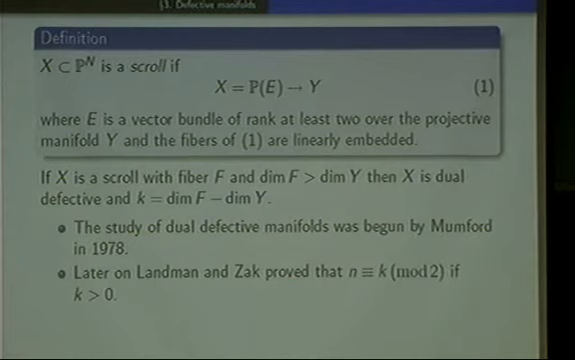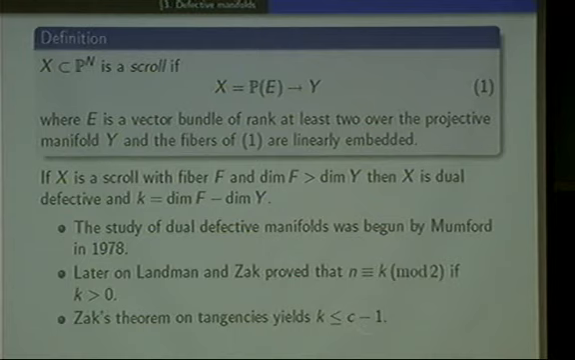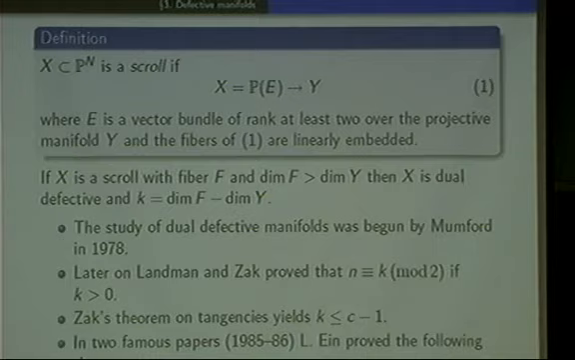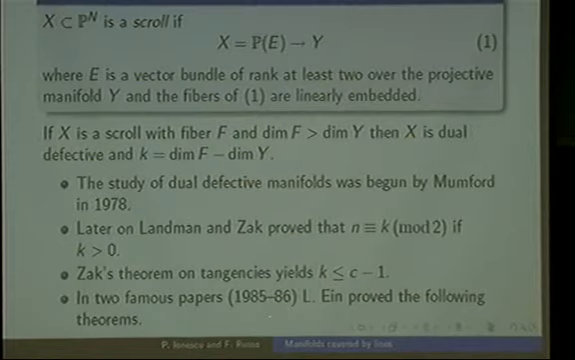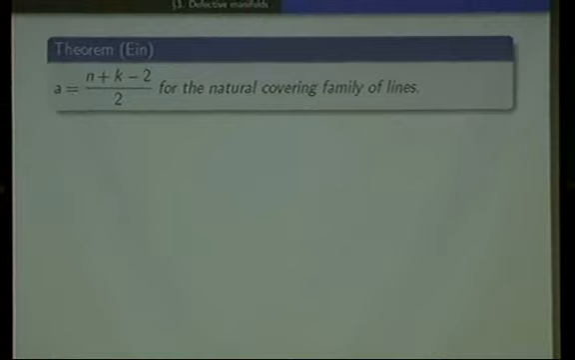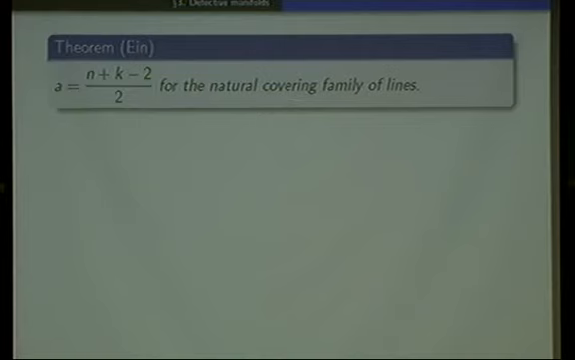Good. Then, later on, Landman and Ein proved this parity result, which remembers a previous observation, maybe, with a dual defect instead. So, Zak's theorem on tangencies yields an upper bound for the defect, which is codimension minus 1. And then in two famous papers, in 85 and 86, one in Inventiones, the other in Duke, Lawrence Ein proved the following two things. He computes the dimension of the variety of lines at the general point in terms of the defect. So you see, here we are in the magic number range, because k is at least 1, so a is at least n minus k.